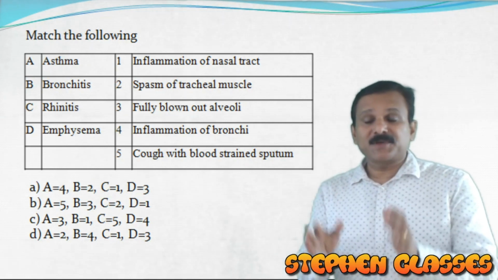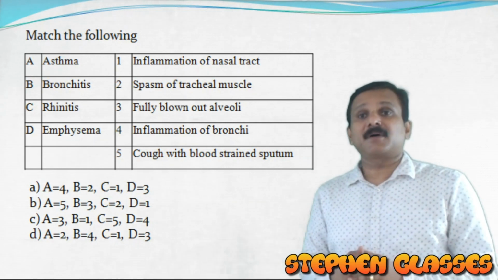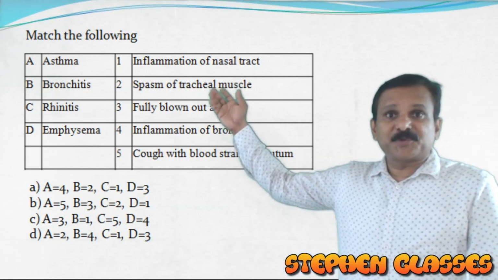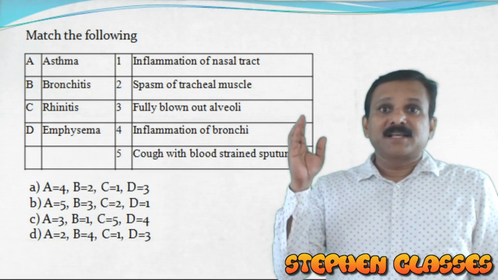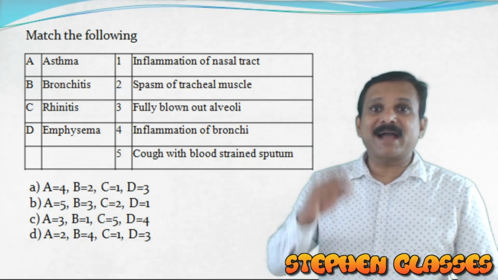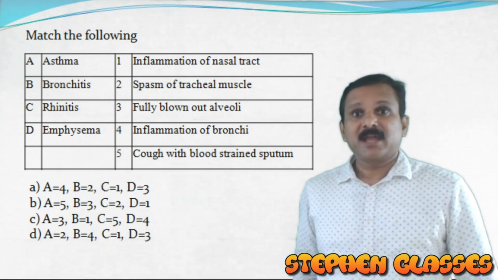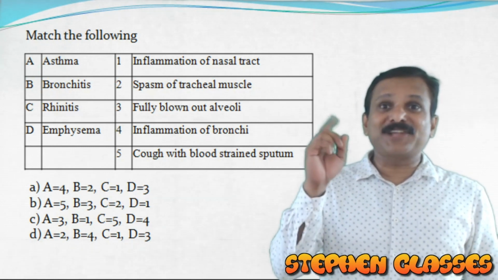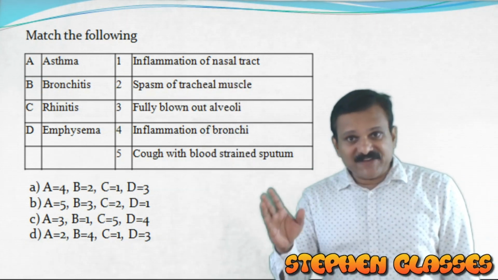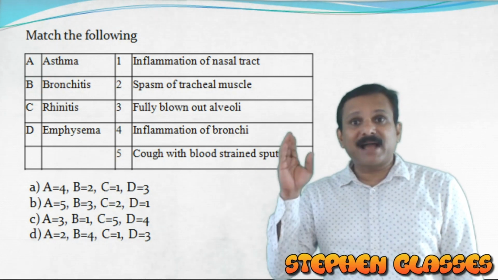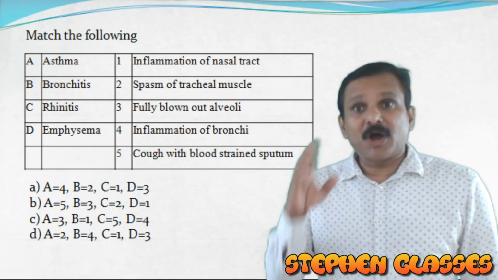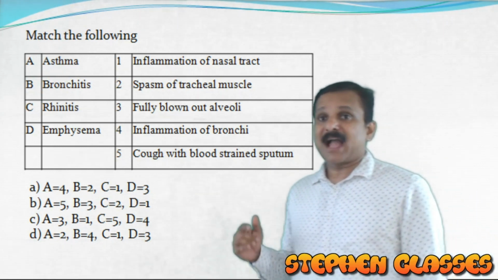It is a match the following question taken from the disorders of the respiratory system. When you match these options, asthma you can match with spasm of the tracheal muscle. Bronchitis you can match with inflammation of the bronchi. Rhinitis you can match with inflammation of the nasal tract. And finally, emphysema you can match with the third one, that is fully blown out alveoli. To know more about emphysema, we have a picture.